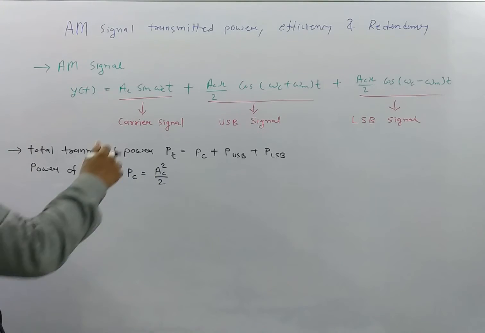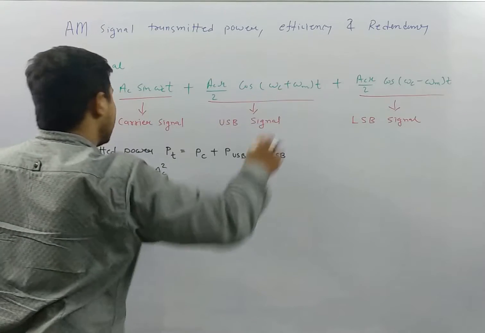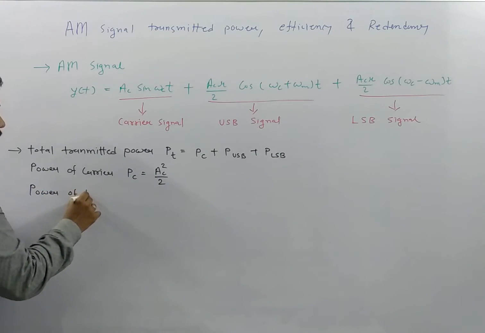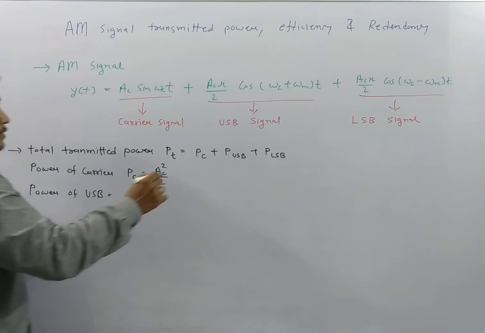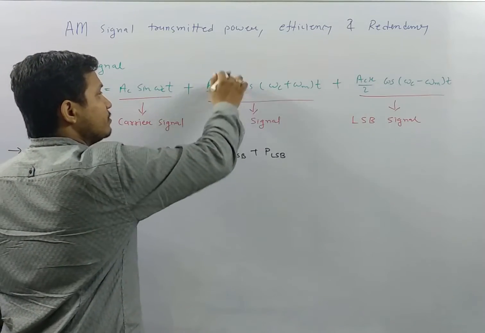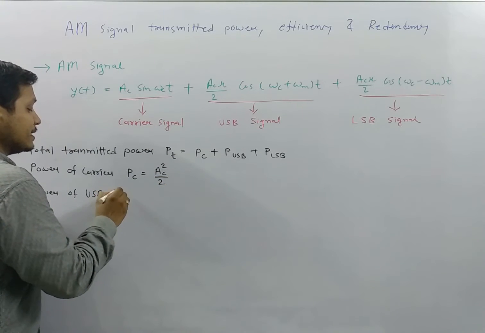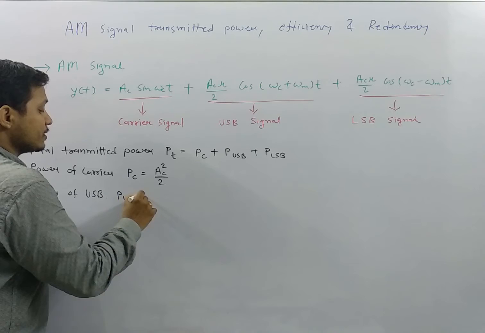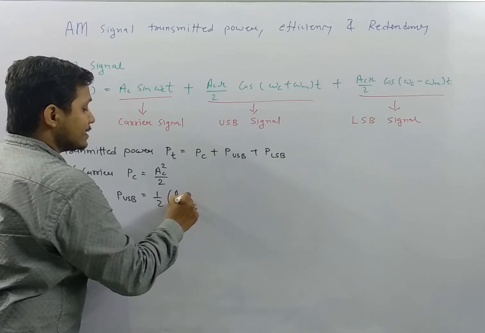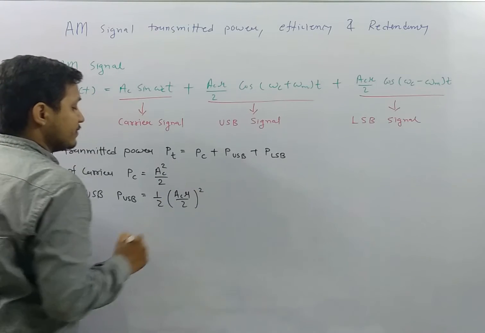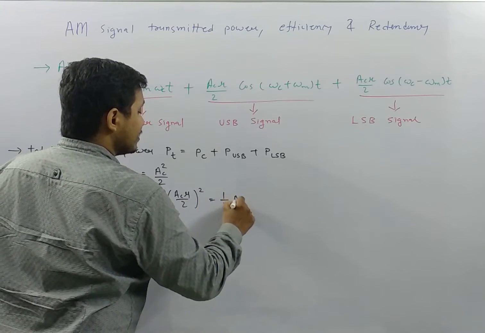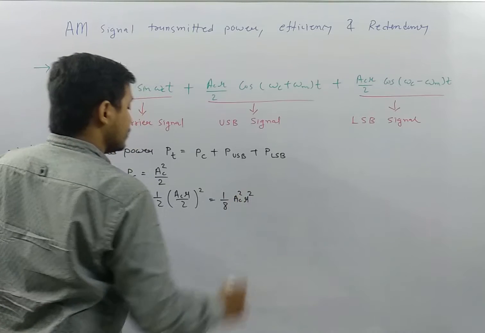Now what about power of USB and LSB? Power of USB is based on this amplitude. That power will be half of square of this amplitude, which is Ac μ/2, squared. If you calculate this, you will find it is 1/8 Ac² μ².